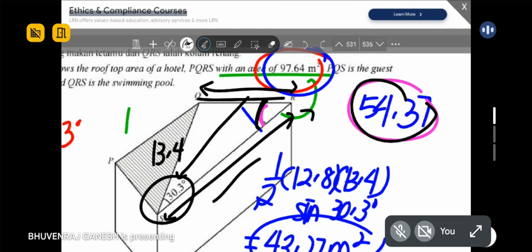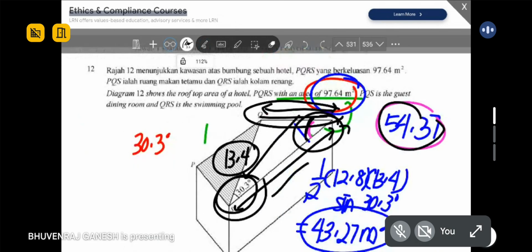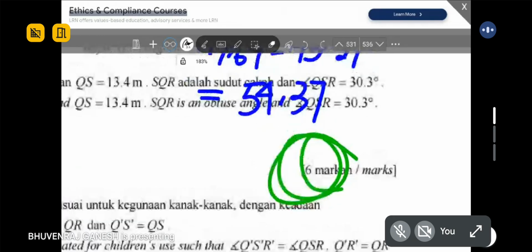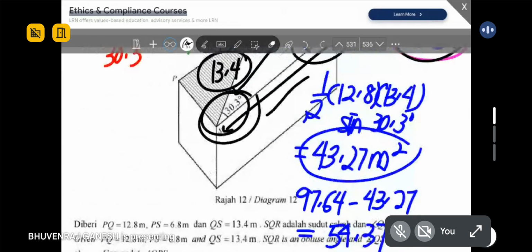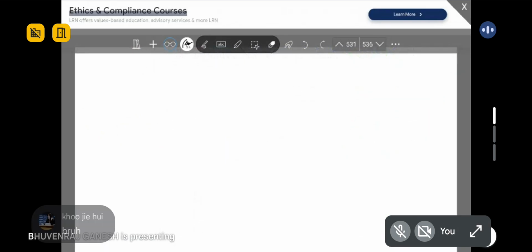After you find QR length, you can use sine rule. QR over sine 30.3 equals 13.4 over sine of angle QRS. Do you all see that? So this is how the working goes. Understand? It's a bit complicated. It's a lot of rules many times. That's why I got 6 marks. 6 marks for a reason, guys. It must be long. Okay, make sure you guys take your time and solve it.